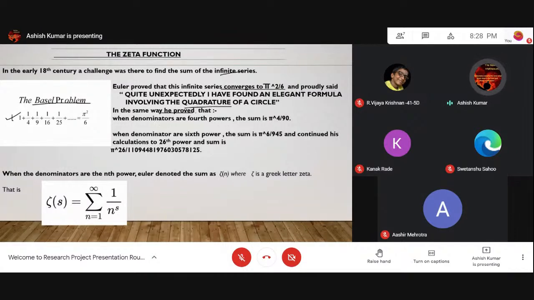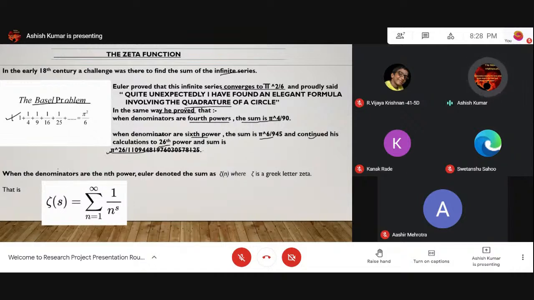In the same way, he proved that when the denominators are 4th powers, the sum is pi raised to the power 4 divided by 90. When the denominators are 6th powers, the sum is pi raised to the power 6 over 945. And he continued this calculation up to the 26th power and calculated it as this, as you can see, a big, huge number. And he didn't stop here.